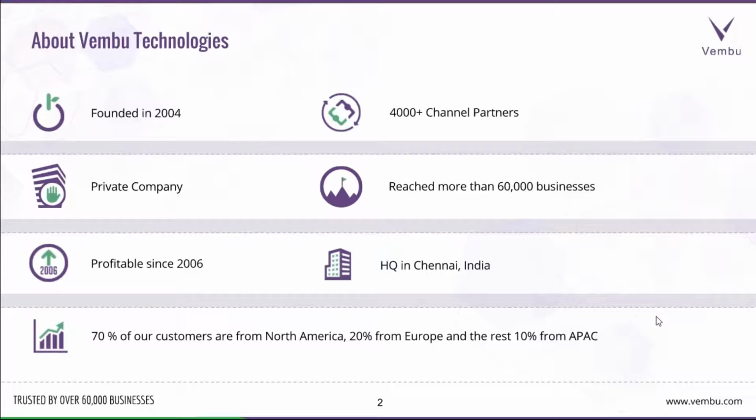To start with, let's have a quick intro about the company profile. Vembu Technologies was founded in the year 2004. We are a private company, profitable since 2006. We have 4,000-plus channel partners and we have reached more than 60,000 businesses so far. We are headquartered in Chennai, India. 70% of our customers are from North America, 20% from Europe, and the remaining 10% from the Asia Pacific region.